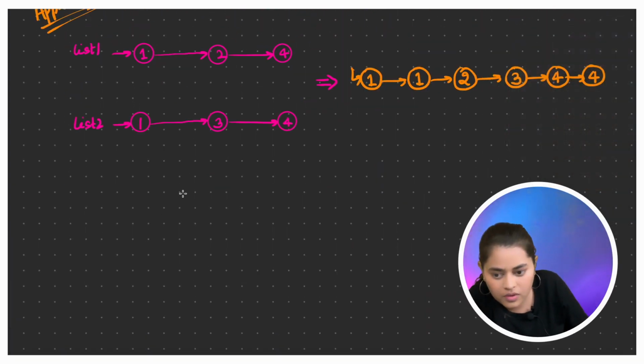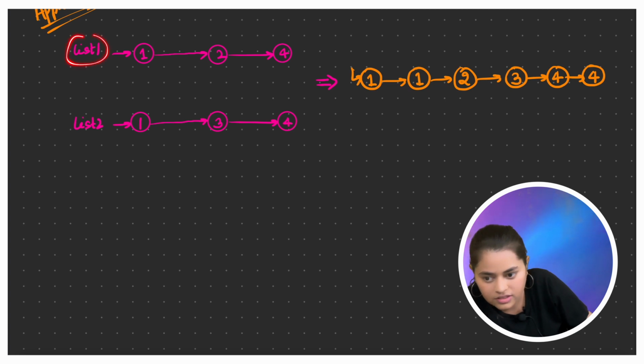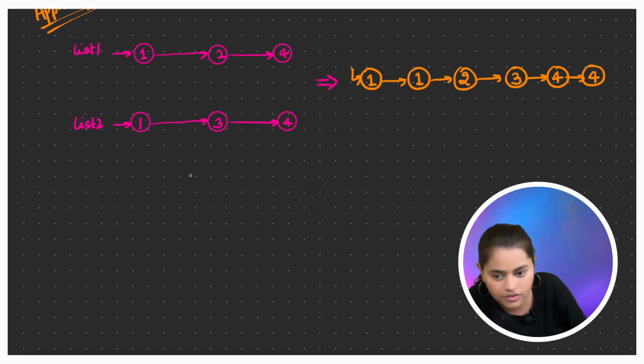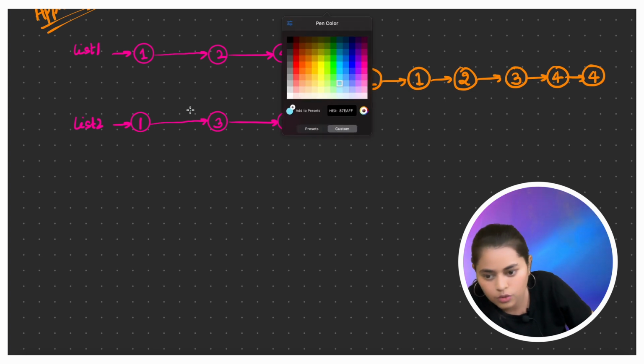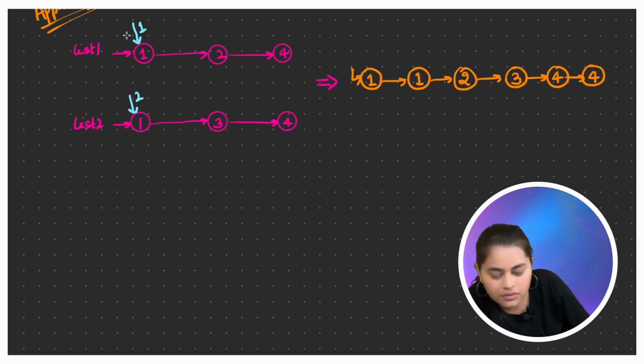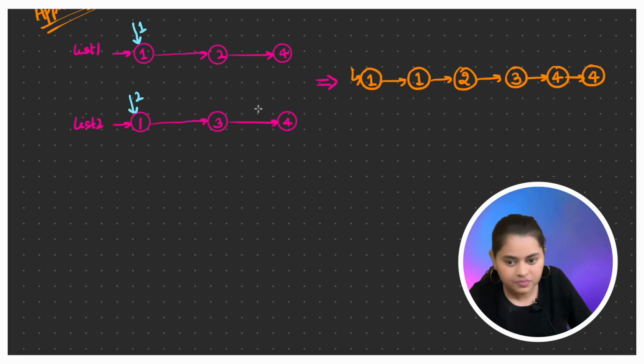So let's see how we can do it in a more optimized manner. We have two lists, list 1 and list 2, and we want a sorted list in the result by merging these two lists, right? Now what we can do, let's maintain two pointers: pointer 1 and pointer 2. Pointer 1 is pointing to list 1 and pointer 2 is pointing to list 2.